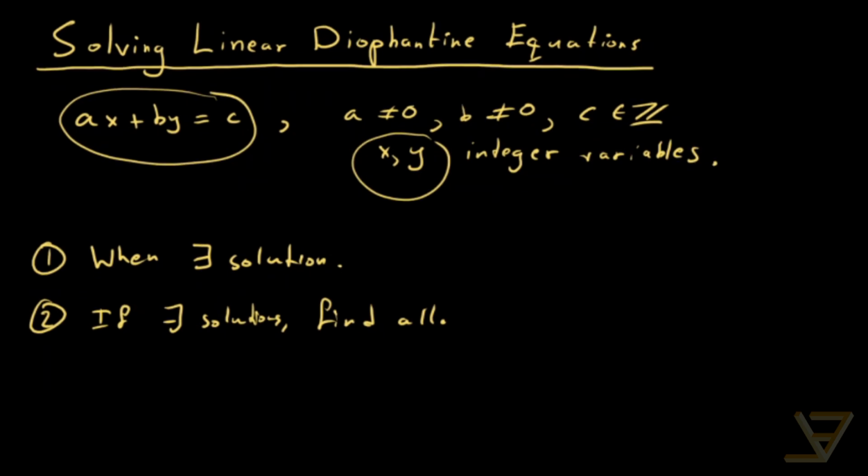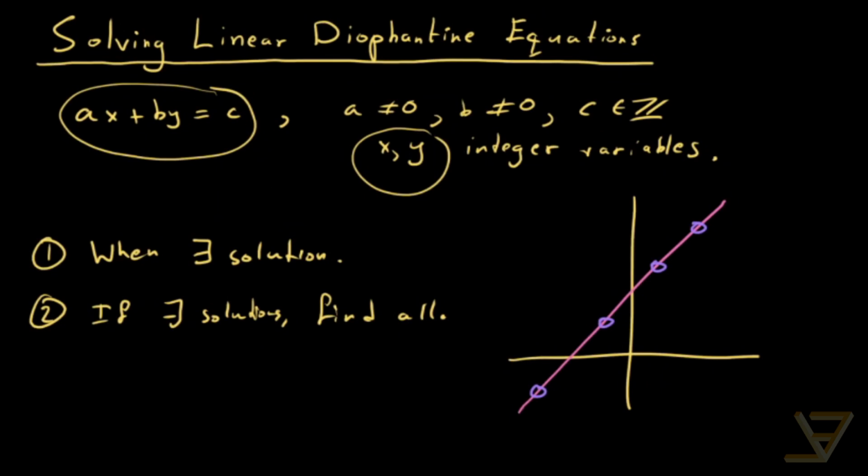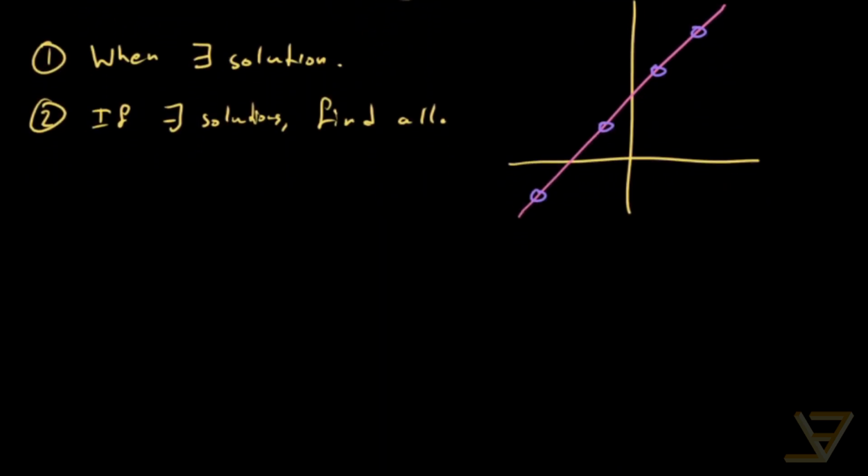And if you're looking for a visualization, the way that I would think of it is that we have a line and we're looking for lattice points on that line. And they're going to be evenly spaced out, as we're going to see. By lattice points, I mean points on the Cartesian plane that have both coordinates as integers.